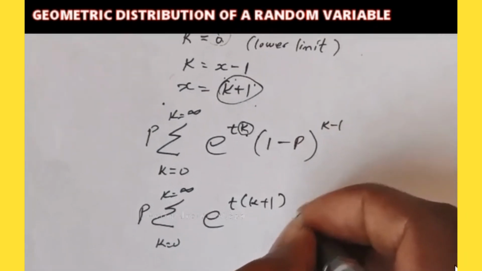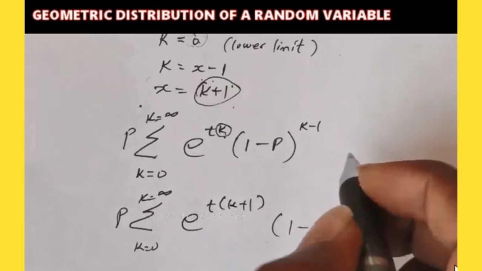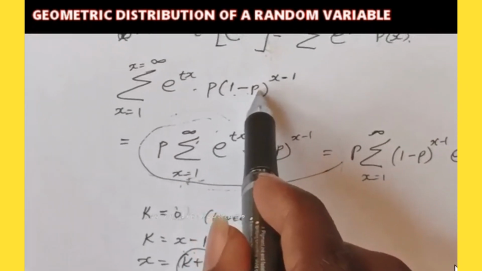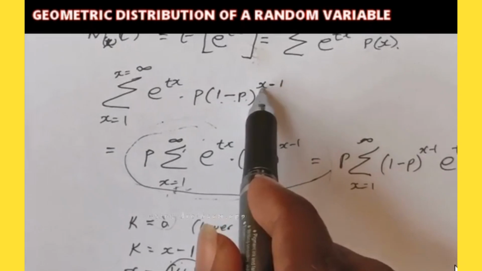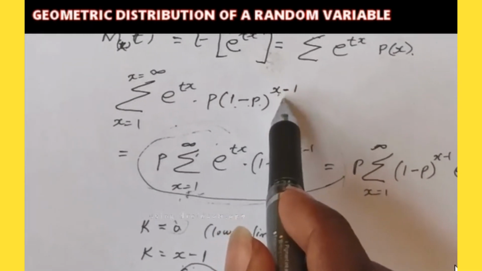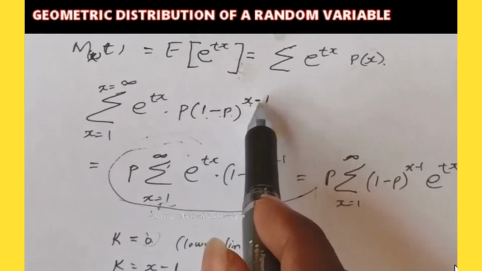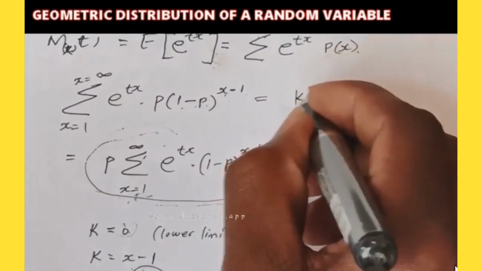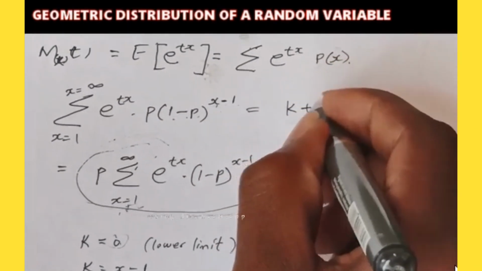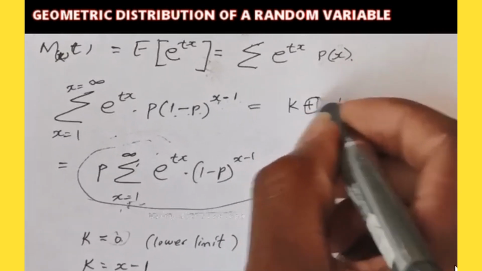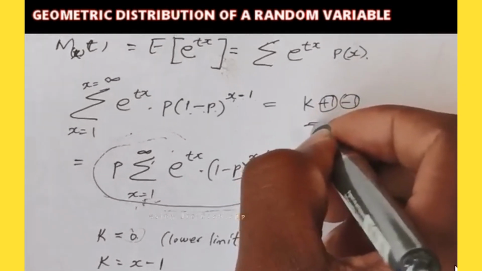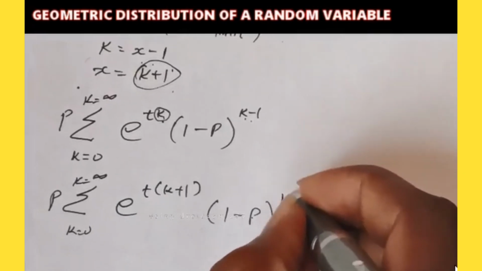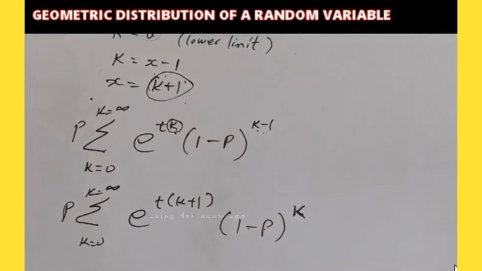Then I multiply by (1 minus p) raised to x minus 1, but our x is k plus 1, so it will be k plus 1 minus 1. Plus 1 minus 1 is just k. So this part will be (1 minus p) raised to k.